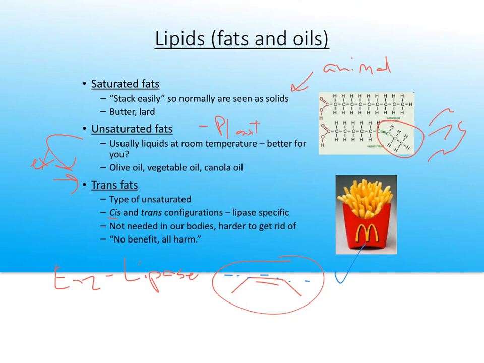But if you eat something with a trans double bonded structure, it would look something more like this. So this is what trans would look like. Now notice a trans fat has parts that lie on either side of a plane.